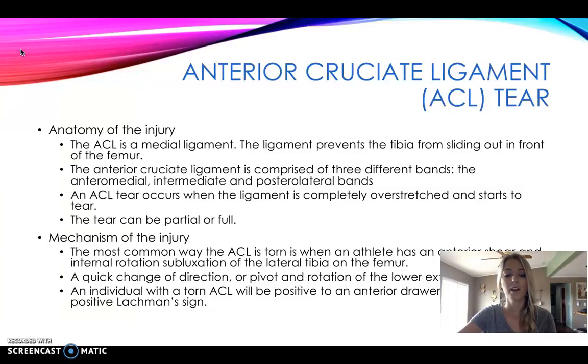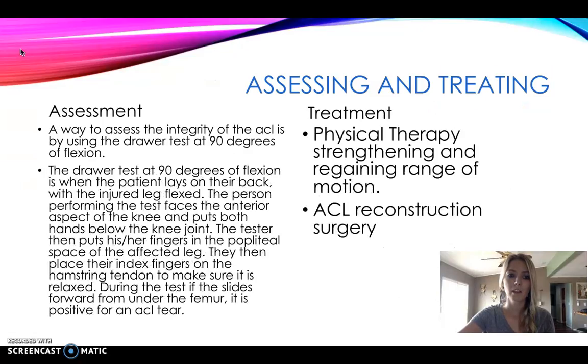the femur. An individual with an ACL tear will be positive to an anterior drawer sign and have a positive Lachman sign. To assess this, you need to use the drawer test at 90 degrees of flexion. The drawer test at 90 degrees of flexion has the patient on their back, injured leg flexed, and the person performing the test faces the anterior aspect of their knee, both hands below the knee joint. The tester puts his or her fingers on the popliteal space of the affected leg. They then place their index fingers on the hamstring tendon to make sure it's relaxed, and if it slides forward from under the femur, it's positive for an ACL tear.